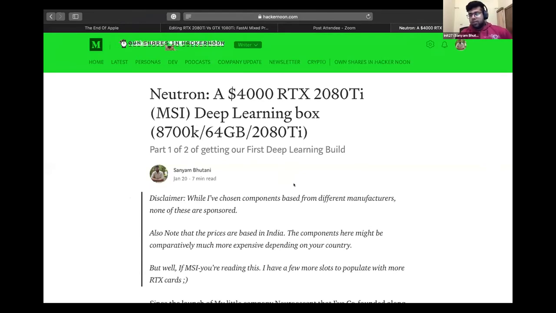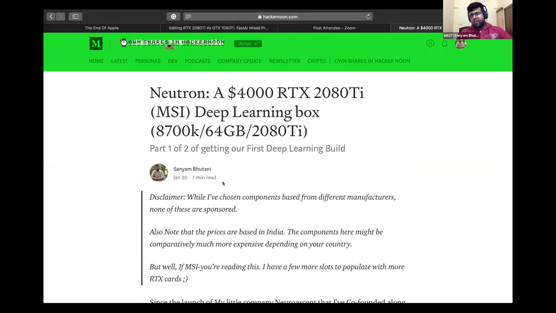So this is a build that I put together, and because of the Indian taxation and all, it went up to around $4,000 or so. In the US, it'll probably be cheaper. These are the specs: the 8700K, 64 GB RAM, and a 2080 Ti. I chose 64 GB RAM because I wanted to throw in more graphic cards later on, if possible.